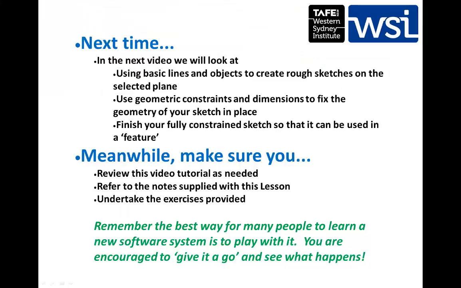In the next of our video tutorials, we'll be looking at using basic lines and objects to create rough sketches on a selected sketch plane. We'll then look at using basic geometric constraints and dimensions to fix the geometry of your sketch objects in place. And then we'll look at finishing a fully constrained sketch so it can then be used later in a feature. Meanwhile, make sure you review this video tutorial as needed. Please refer to the notes supplied with the lesson and undertake any exercises that have been provided with it to increase your skills and give you more chance for practice.